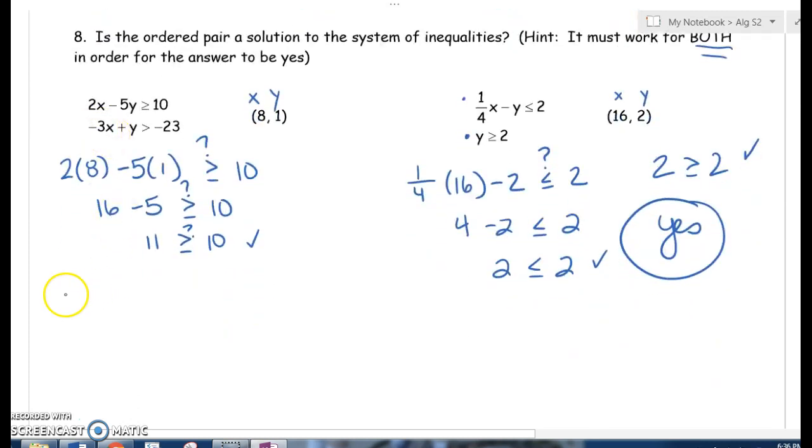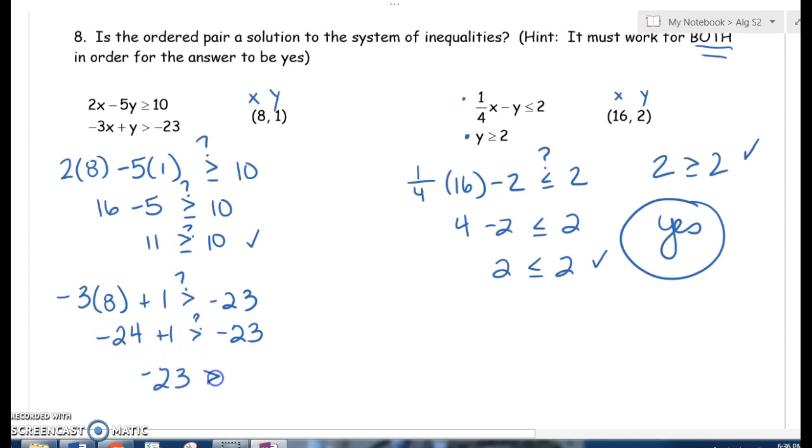We need to see if it works for the second one. -3 times 8 plus 1, y, is greater than -23. If you plug that in, you're going to get -24 plus 1 is greater than -23. -24 plus 1 is -23. -23 greater than -23? Nope. It doesn't work for that one. So while it works for one but not the other, your answer is going to be no. So it's either it works for both and it's a yes, or it doesn't work for both and it's a no.